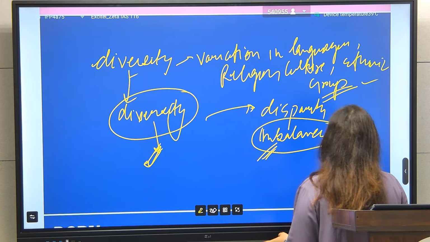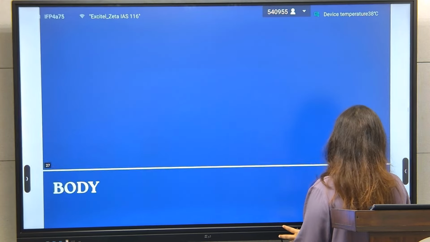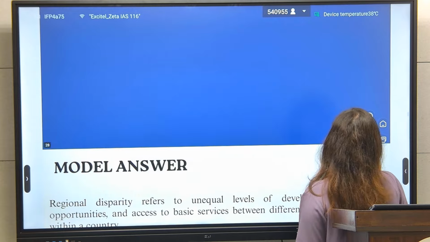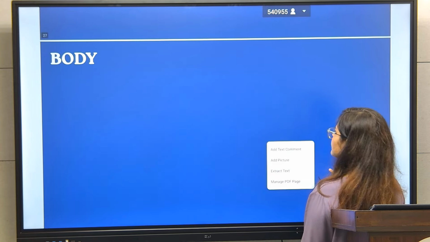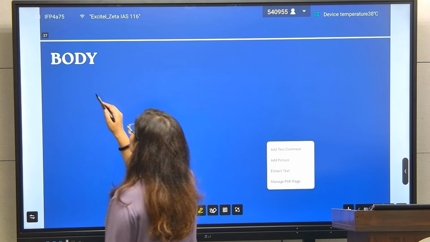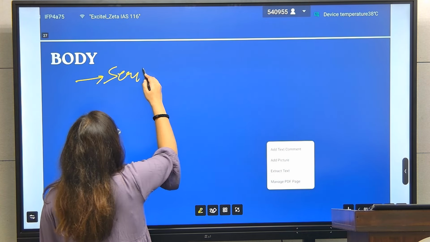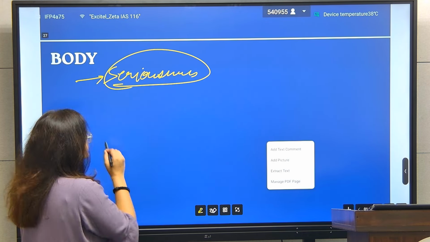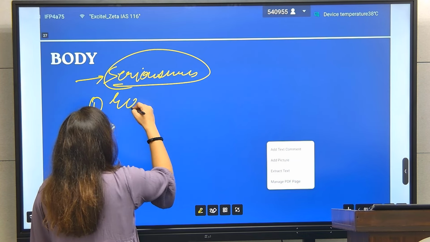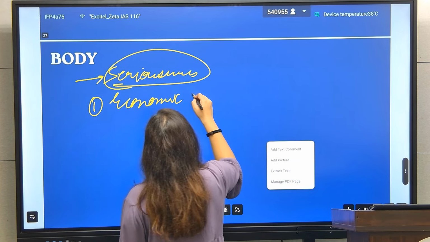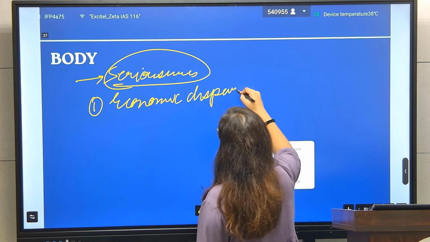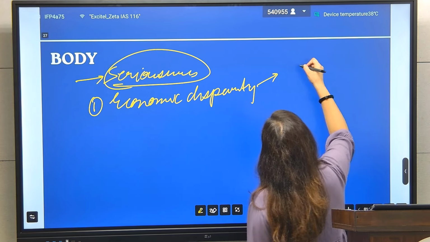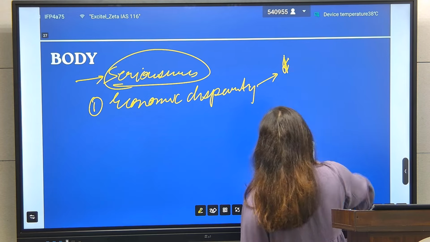Now comes how serious is the issue. How serious is regional disparity? See, seriousness. So how do you show the seriousness? First, there is economic disparity. Economic disparity exists in our society. You know that income, per capita income.